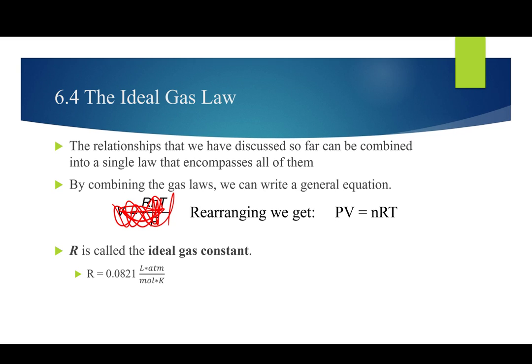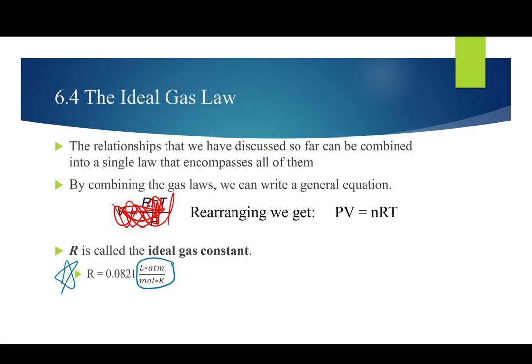P being pressure, V is volume, n is amount in moles, R is something called the ideal gas constant, and T is temperature. So the ideal gas constant is a constant value. It is right here, it is 0.0821. This entire thing right here is the unit of R. So you know how the unit of pressure can be like kPa, the unit of volume can be liters or milliliters. The unit of R is that entire thing, liters times atmospheres over moles times Kelvin.